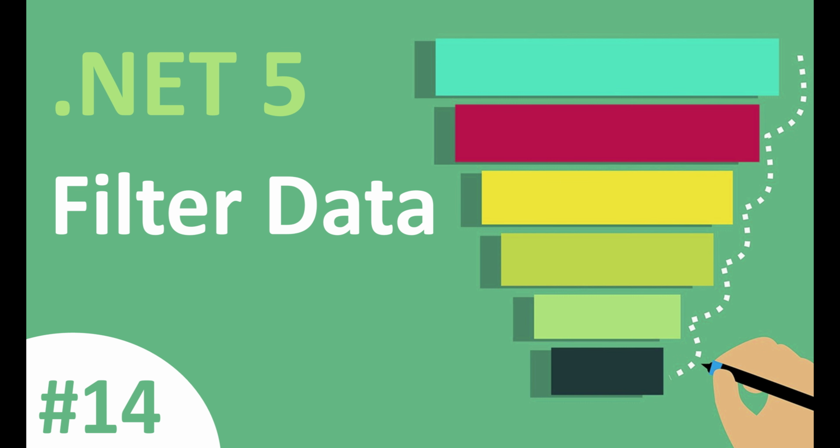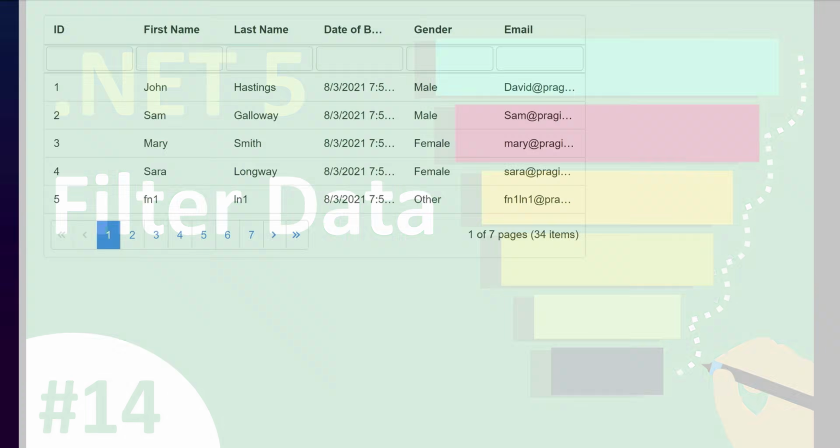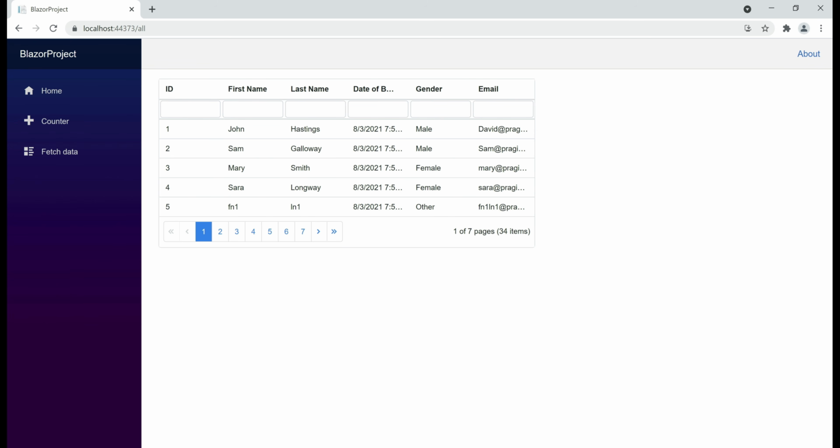In this video, we'll discuss how to filter data. So here is what we want to be able to do. At the moment, both filtering and paging are enabled for this grid. Notice at the moment, we have got 34 employees and they're spread across 7 pages in this grid.